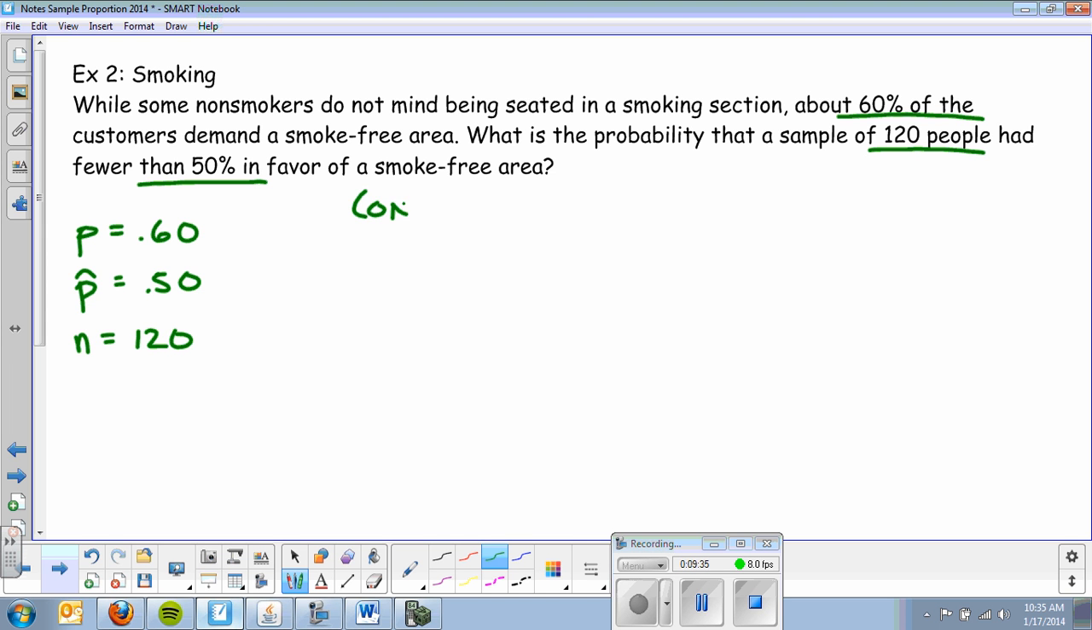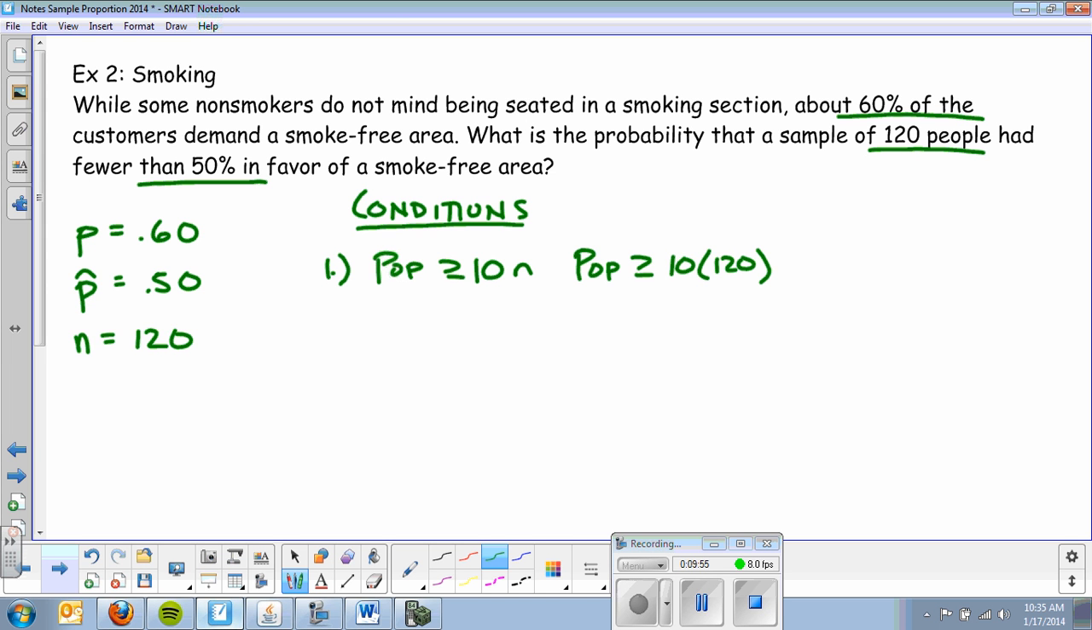So again, the first thing I have to do is check the conditions. The first condition is the population is greater than or equal to 10N, or 10 times my sample. So the population is greater than or equal to 10 times 120, which is 1,200. There's definitely more than 1,200 customers that demand a smoke-free area. So that's definitely met. That's almost always met.